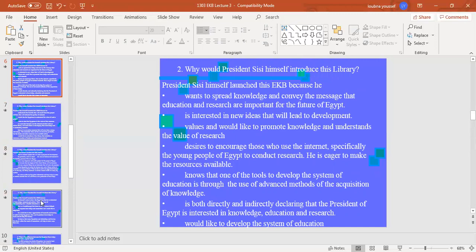Now, of course, we don't need to read them all in the lecture because you can all read them at your own pace in order to understand them and in order to compare them so that you decide which from your point of view is the better answer. And you can be inspired by some of these answers in order to write your own answer, of course, after you log in and you join the Egyptian Knowledge Bank and you make use of some of the material in this bank.